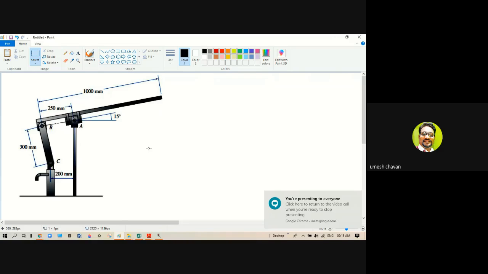This is the well pump. Now we will discuss how to draw the mechanism diagram and then the loop closure equation of the mechanism.